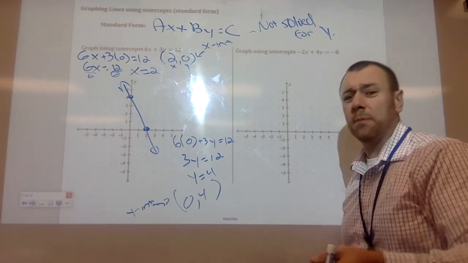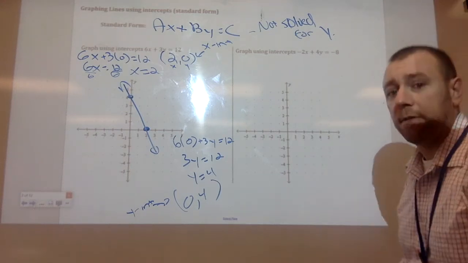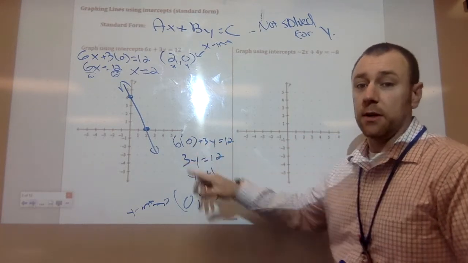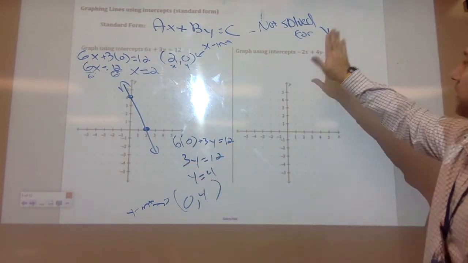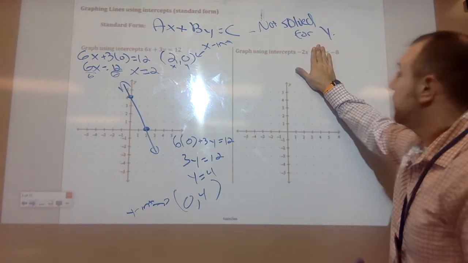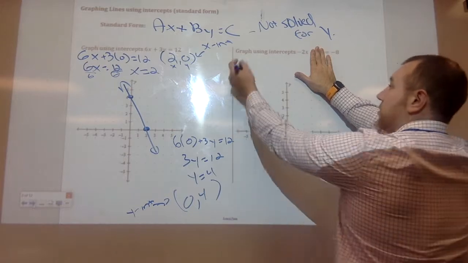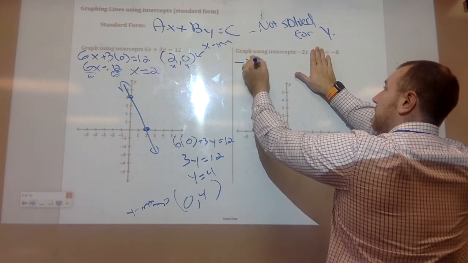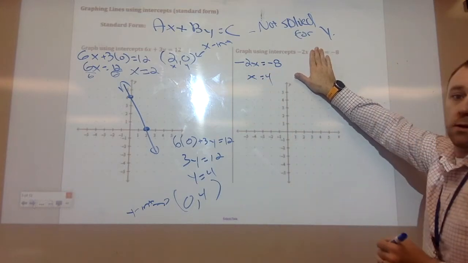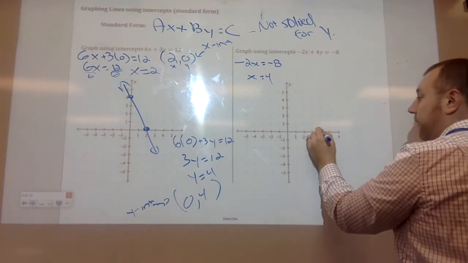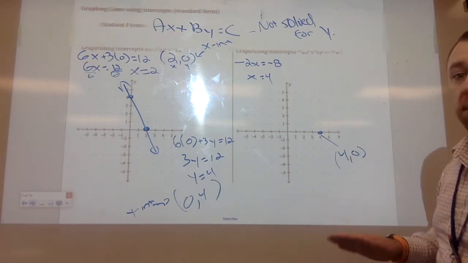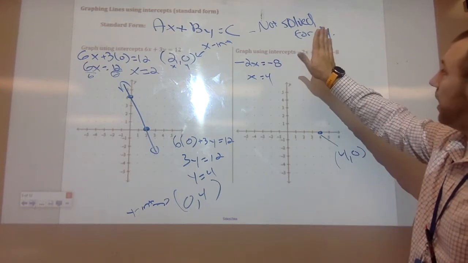You can make it very simple for yourself. You are substituting 0 in here, but if you look, you can cover up the variable that you're going to cancel. In the second equation, you would just be left with negative 2x equals negative 8. So x is going to be 4. I can graph that as (4, 0). And then I would repeat the process to solve for the y-intercept.